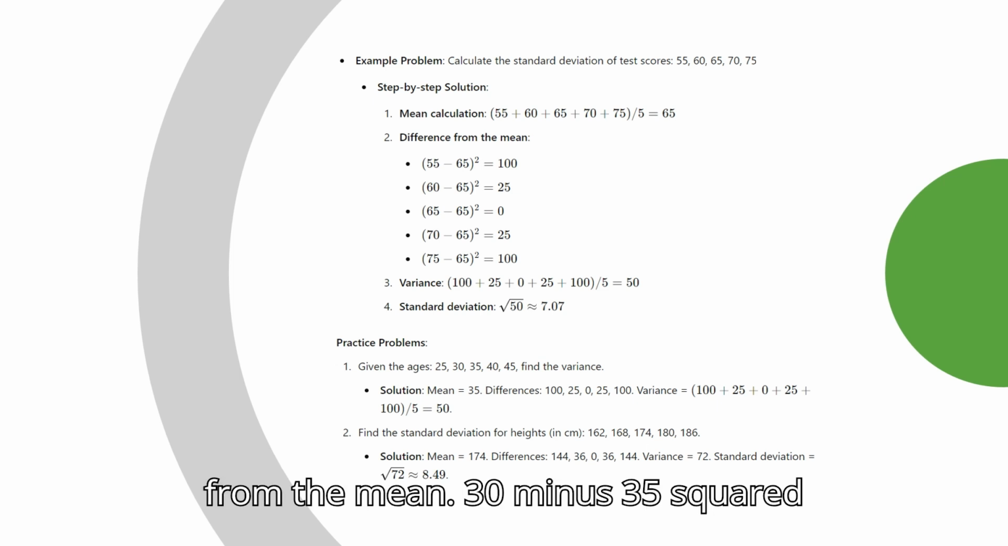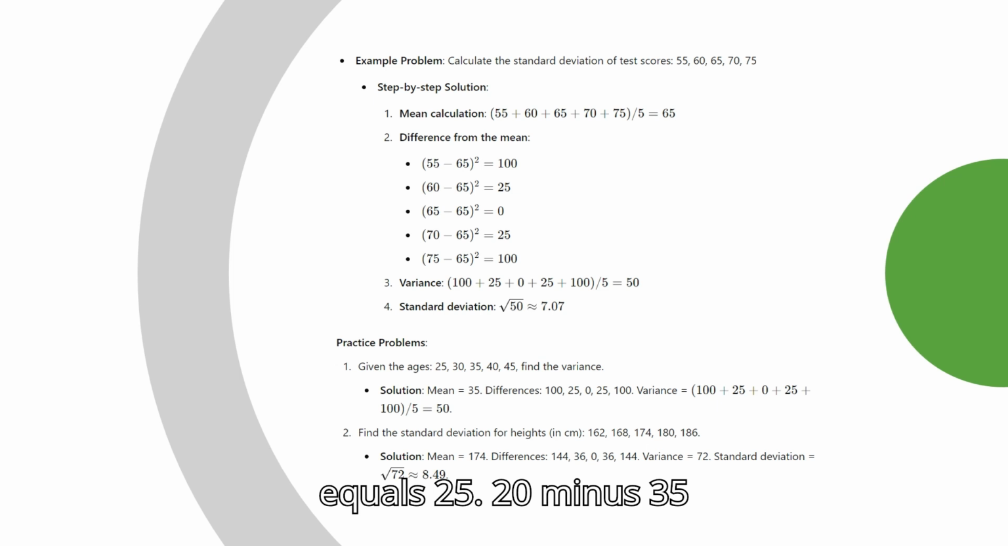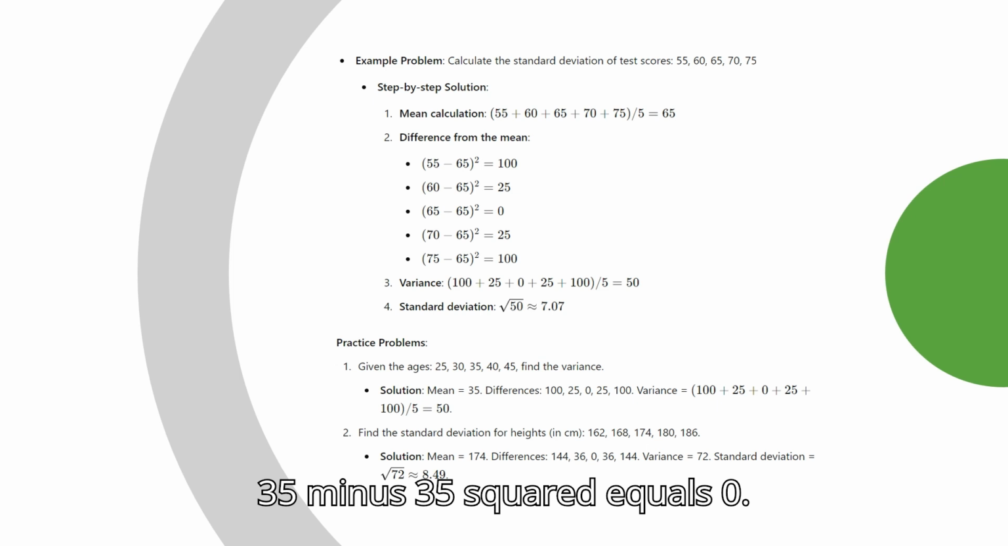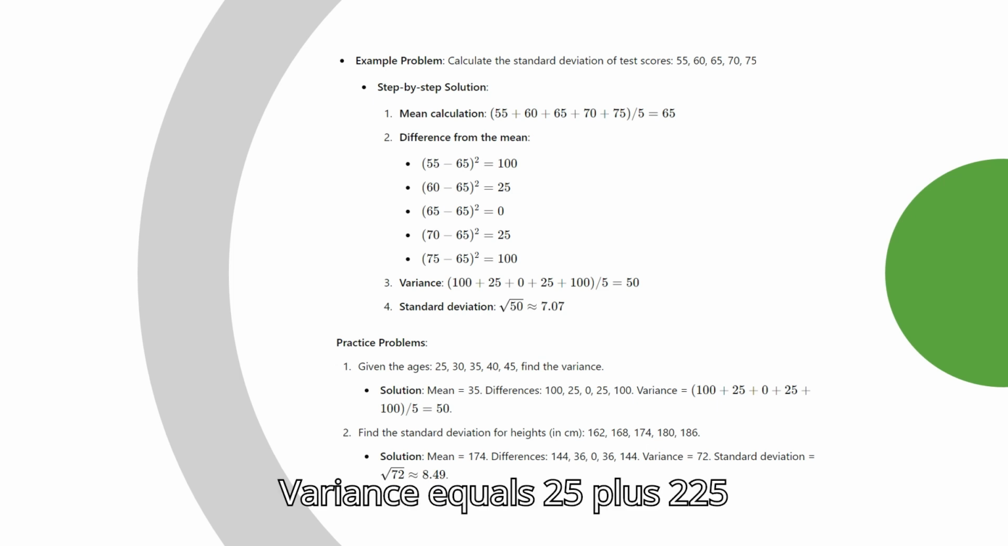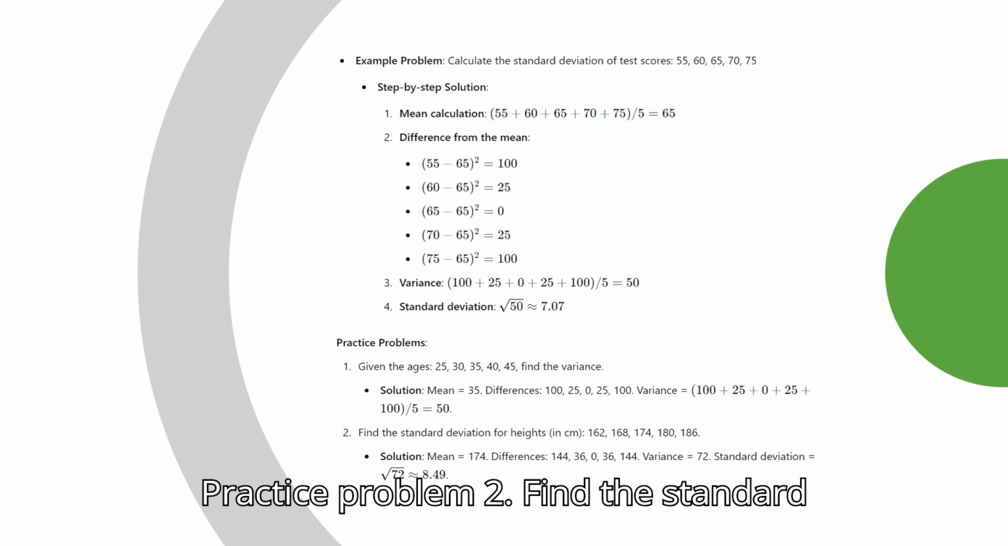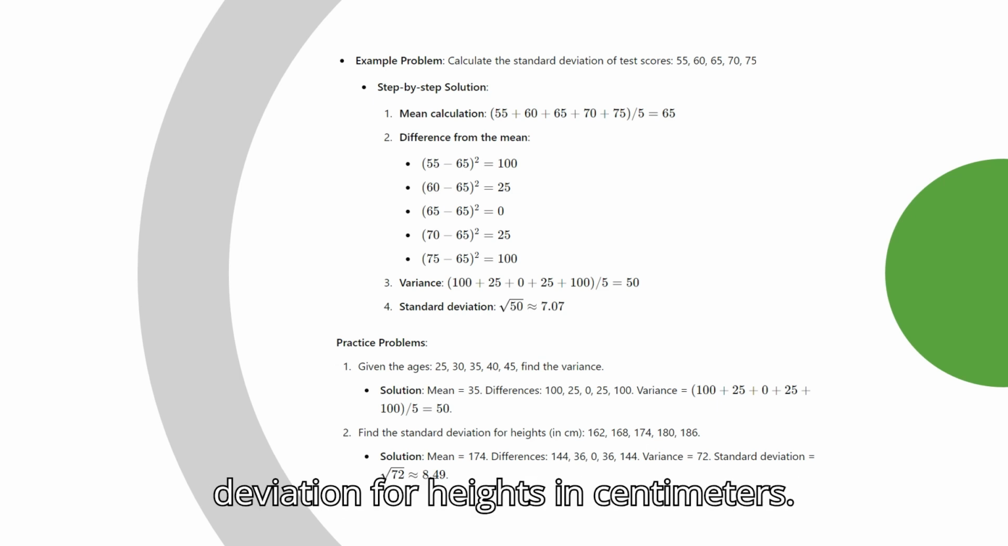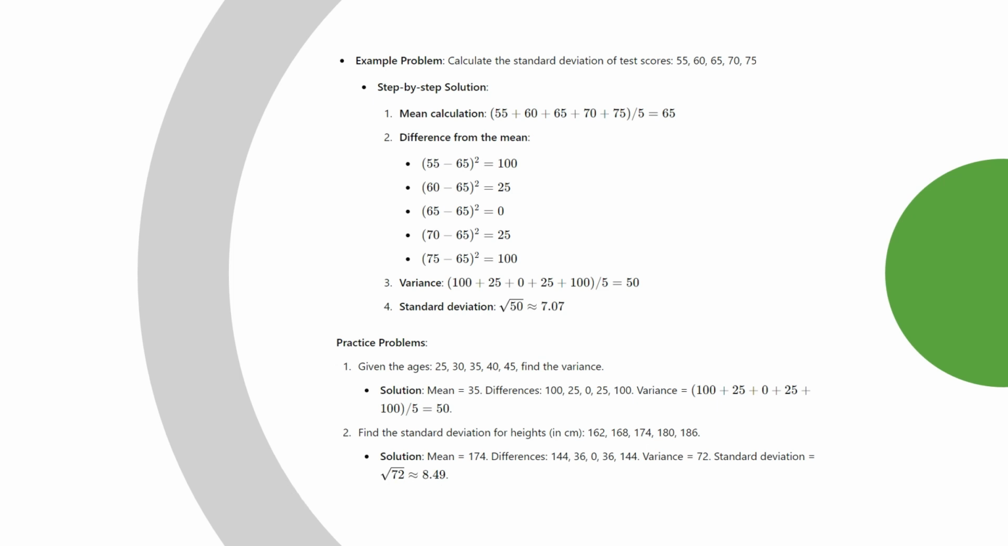30 minus 35 squared equals 25. 20 minus 35 squared equals 225. 35 minus 35 squared equals 0. 40 minus 35 squared equals 25. 45 minus 35 squared equals 100. Now, calculate the variance. Variance equals 25 plus 225 plus 0 plus 25 plus 100 divided by 5, which equals 75.